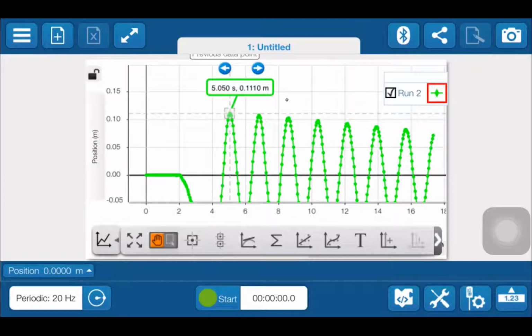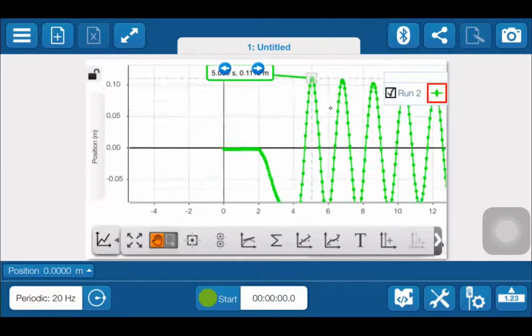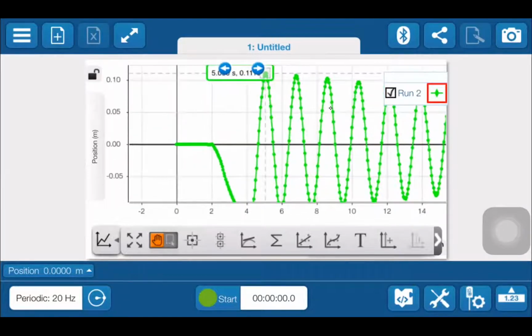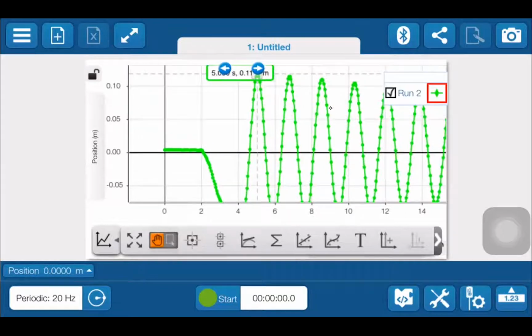And of course, the amplitude will decrease over time since there is friction and air resistance. Energy will be lost to heat. And that's why you see the amplitude decreasing. That's not surprising. But it's still a periodic motion. It's still an oscillating motion.